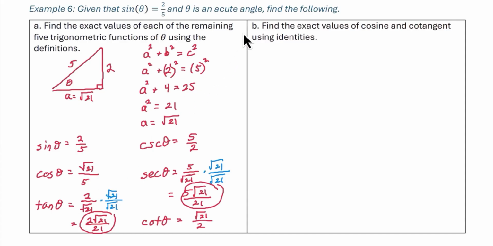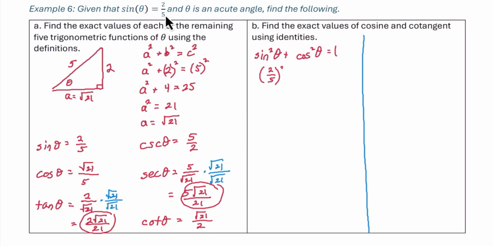For part B, we want to find the exact value of cosine and cotangent. Let's assume we don't already know them. Let's assume we haven't already done part A. So we'll approach this slightly differently. We want to use the identities. So let's use the Pythagorean identity: sine squared theta plus cosine squared theta equals 1. We're told in the directions that sine theta is 2/5.